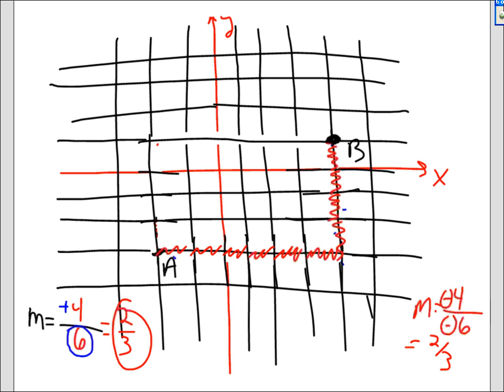Okay, another way of going from B to A is you could have gone to the left first. 1, 2, 3, 4, 5, 6, and then go down. 1, 2, 3, 4. So you go down 4 and you went to the left 6. It's still 2/3. Okay. Those are the 4 same ways of going. But you know what? You don't have to go that way.